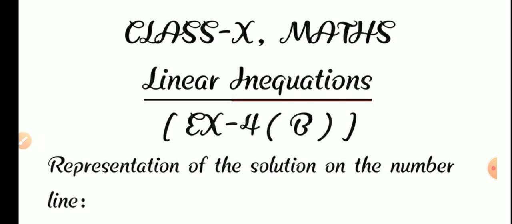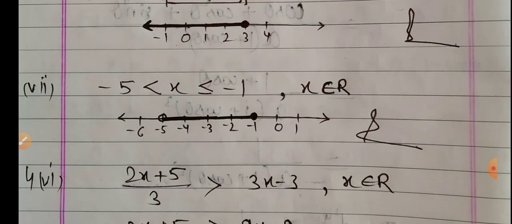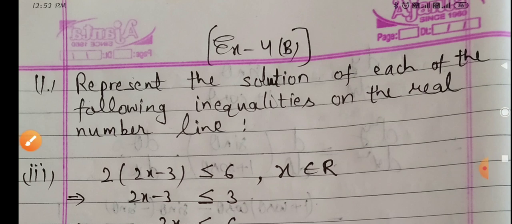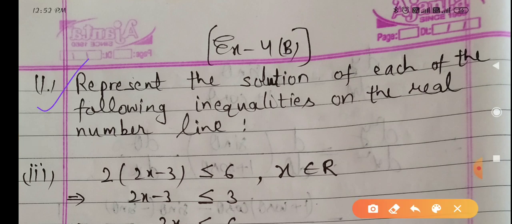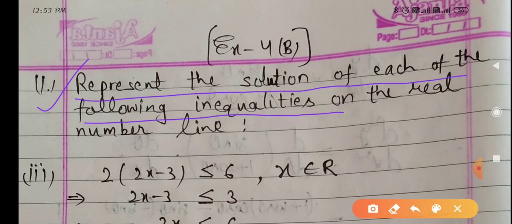So you see the questions of exercise 4th B. You can see question number first. In this question many parts are there. Two parts I am taking, part third and part fifth. You can see: represent the solution set of each of the following inequations on the real number line. First of all you can see this inequation is given: 2 into (2x minus 3) is less than or equal to 6, x belongs to real numbers.